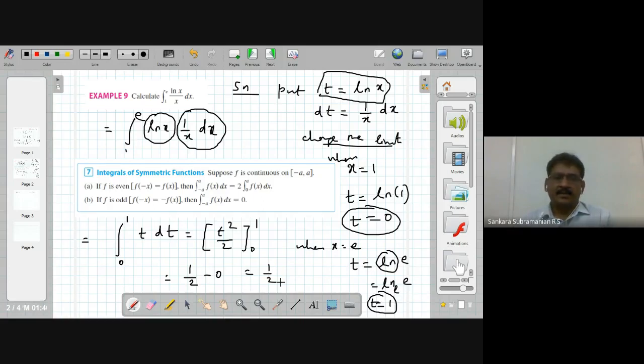So by substituting, right, we can easily solve integral problems.